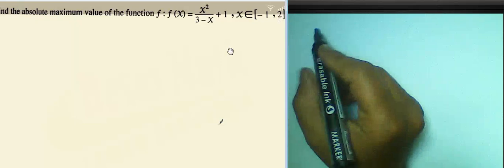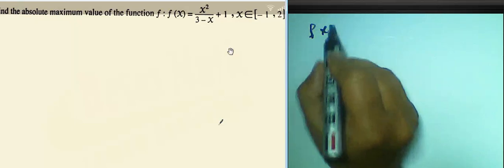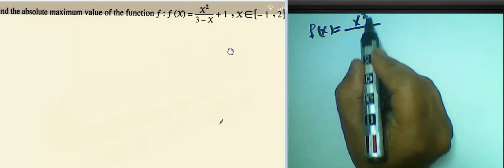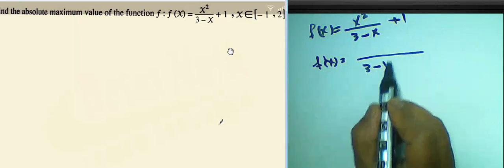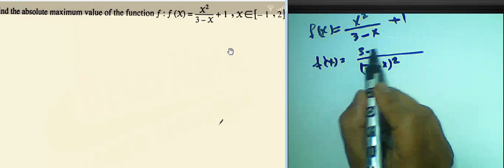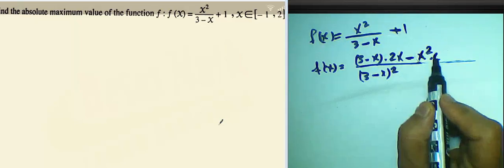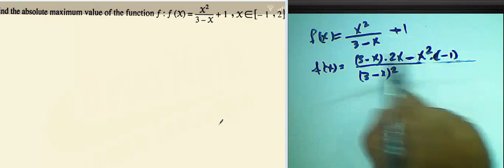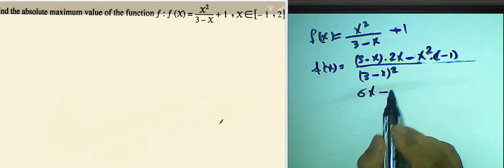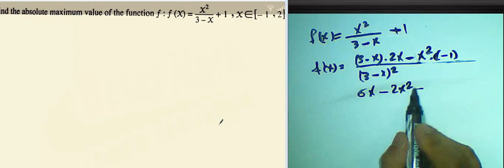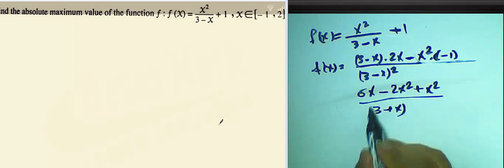Next question here. Find the absolute maximum value of the function f of x equals x power 2 over 3 minus x plus 1, where x is between negative 1 and 2. Okay, we can find the derivative of this function. First, we have f of x equals x power 2 over 3 minus x plus 1, then f dash of x will be: the numerator derivative multiplied by the denominator, subtract the numerator times the derivative of the denominator, giving 6x minus 2x power 2 plus x power 2 over 3 minus x all power 2.